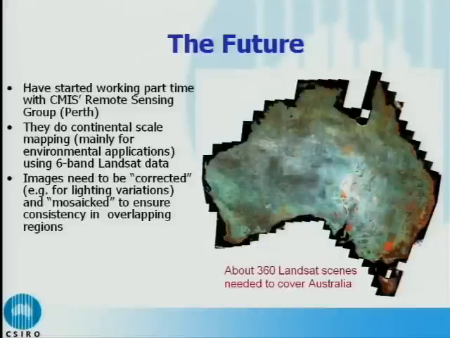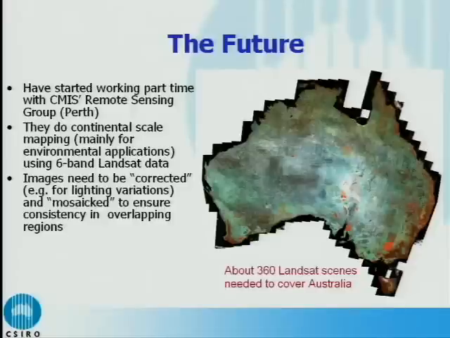Okay, the future. In the last year, I started working with our remote sensing group in Perth. They do continental scale mapping, mainly for environmental applications, using 6-band Landsat data. It takes about 360 Landsat scenes to cover Australia, which is roughly the size of the continent of the United States, so it'd probably be something similar.